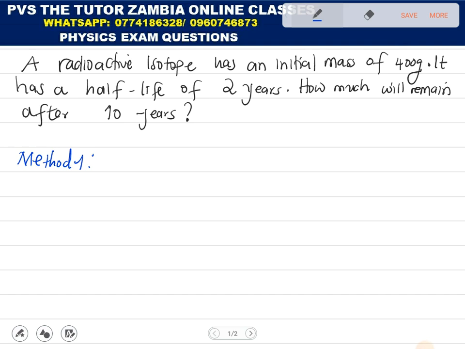Method 1 requires you to use the formula, which says the undecayed mass is equal to the original mass multiplied by half to the power t. In this case, t is the number of half-lives. Not half-life, but the number of half-lives. So how do we get t?